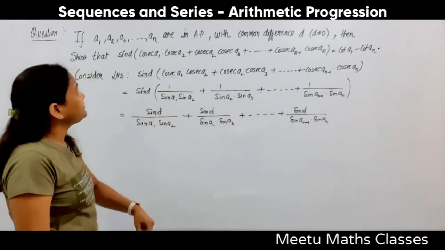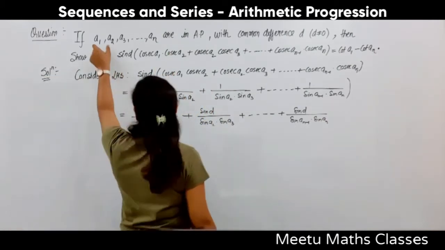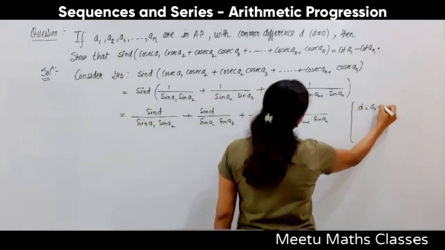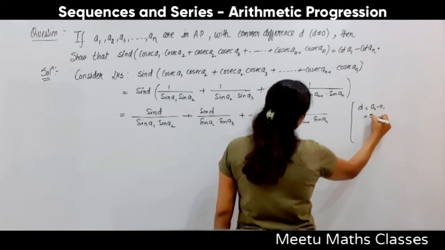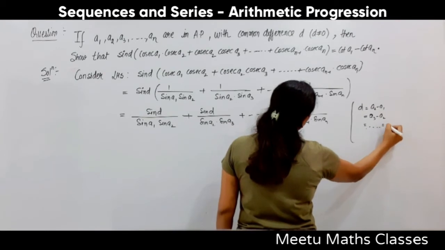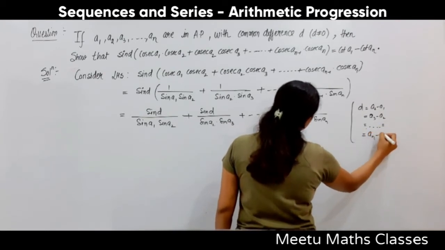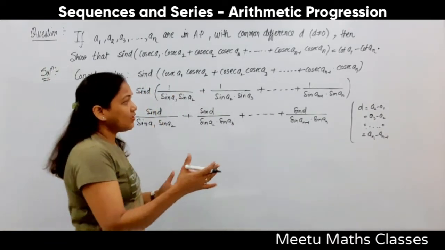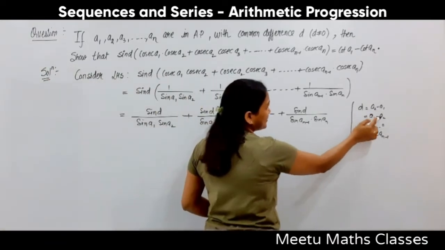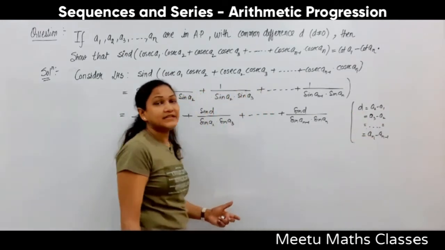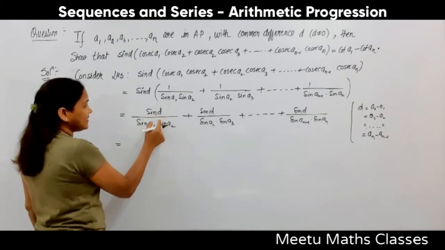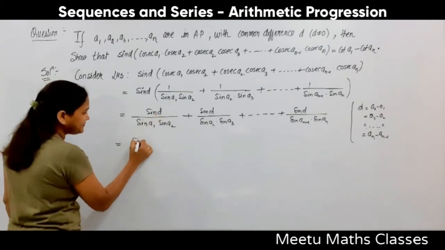Now what is D? D is the common difference between the consecutive terms. So D can be written as A2 minus A1, or A3 minus A2, or so on till An minus 1. They are all differences between consecutive terms, represented by D. So D can be replaced by them.